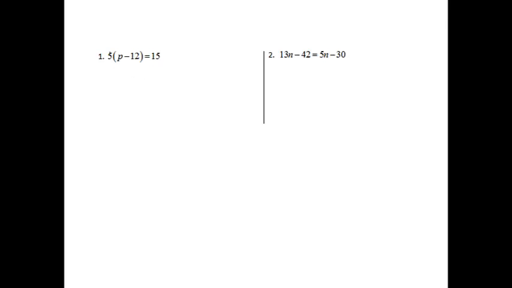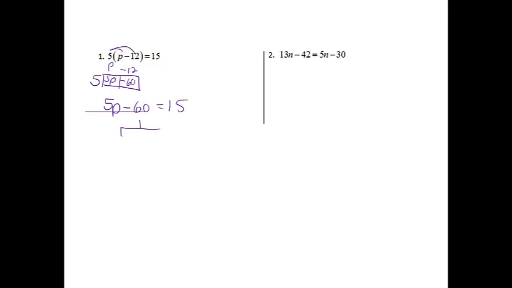Okay, on this first one, we have 5 times the quantity p minus 12 is equal to 15. The first thing that I'm going to do, although you could draw arrows and distribute, I'm going to write an area model for this one. So 5 and then p times minus 12. If I filled that in, 5 times p is 5p, and 5 times negative 12 is negative 60. So my actual equation is going to be 5p minus 60 equals 15.